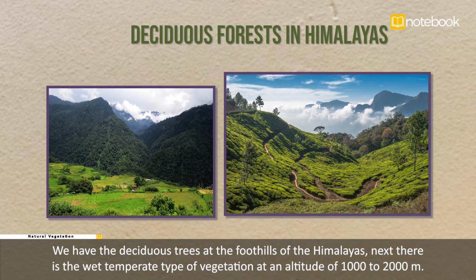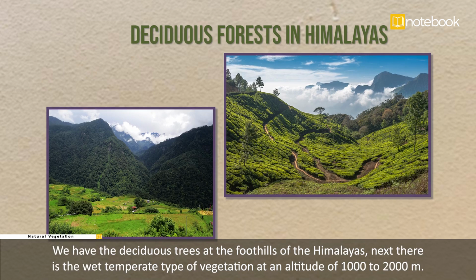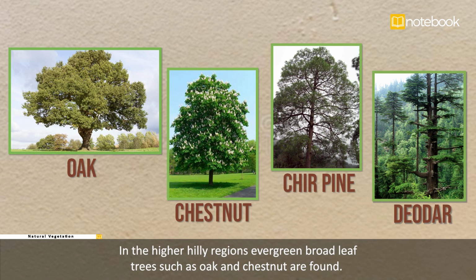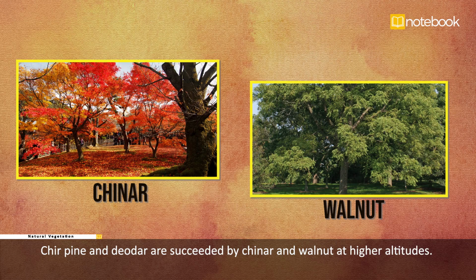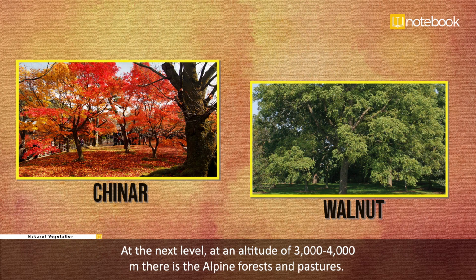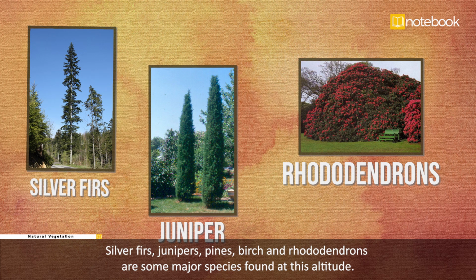Next, there is a wet temperate type of vegetation at an altitude of 1000 to 2000 meters. In the higher hilly regions, evergreen broad-leaf trees such as oak and chestnut are found. Silver fir, spruce, pine and deodar are succeeded by chinar and walnut at higher altitudes. At the next level, at an altitude of 3000 to 4000 meters, there are alpine forests and pastures. Silver firs, junipers, pines, birch, and rhododendrons are some major species found at this altitude.